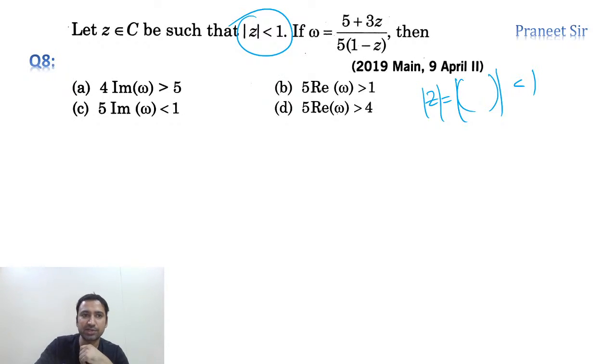So everyone try this question for 1 minute. Let's see who will give the answer correctly.